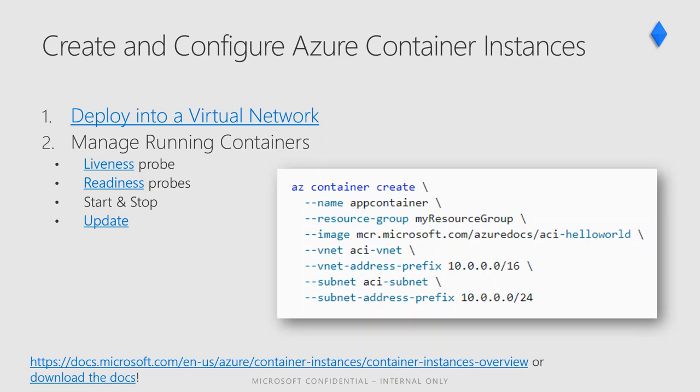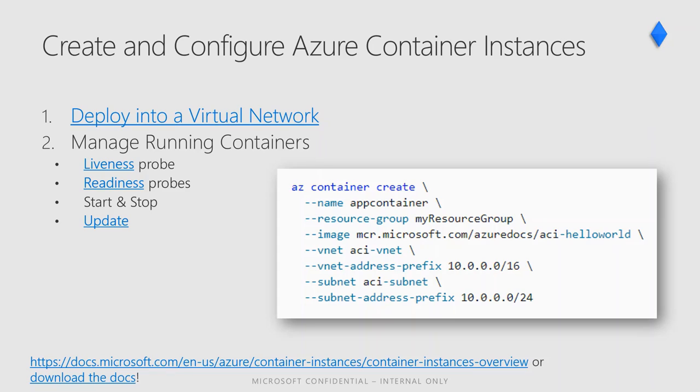Start-stop. The restart policy setting of a container group determines how container instances start or stop by default. You can override the default setting by manually stopping or starting a container group. Note though, if your container group is configured with an IP address, that IP address can change when the container group is restarted. You can use the az container command with start, stop, or restart.